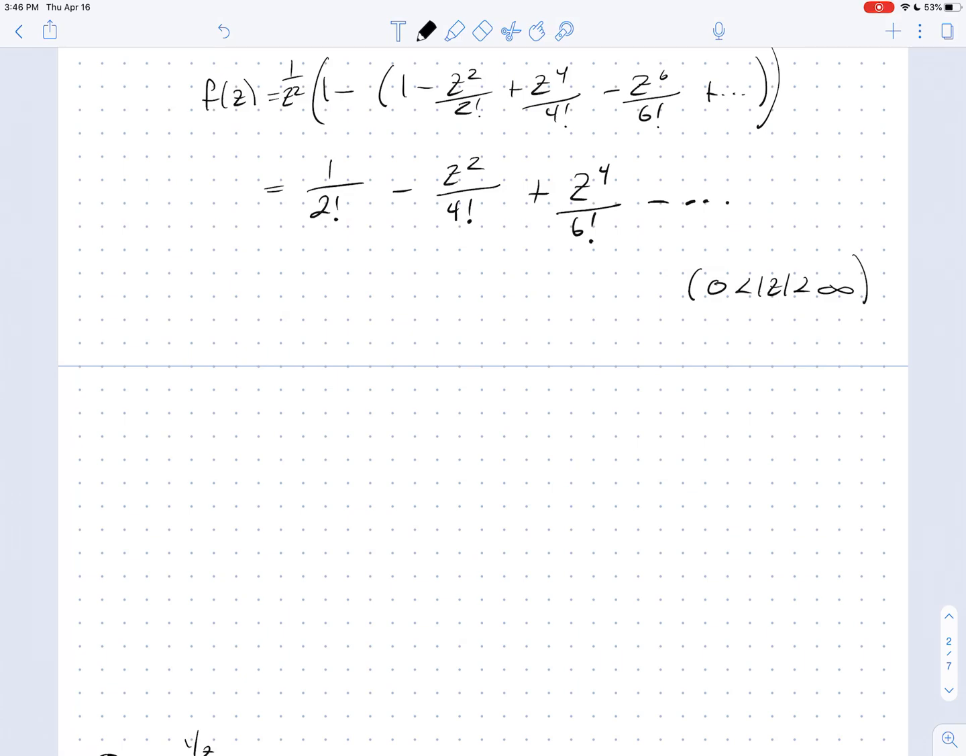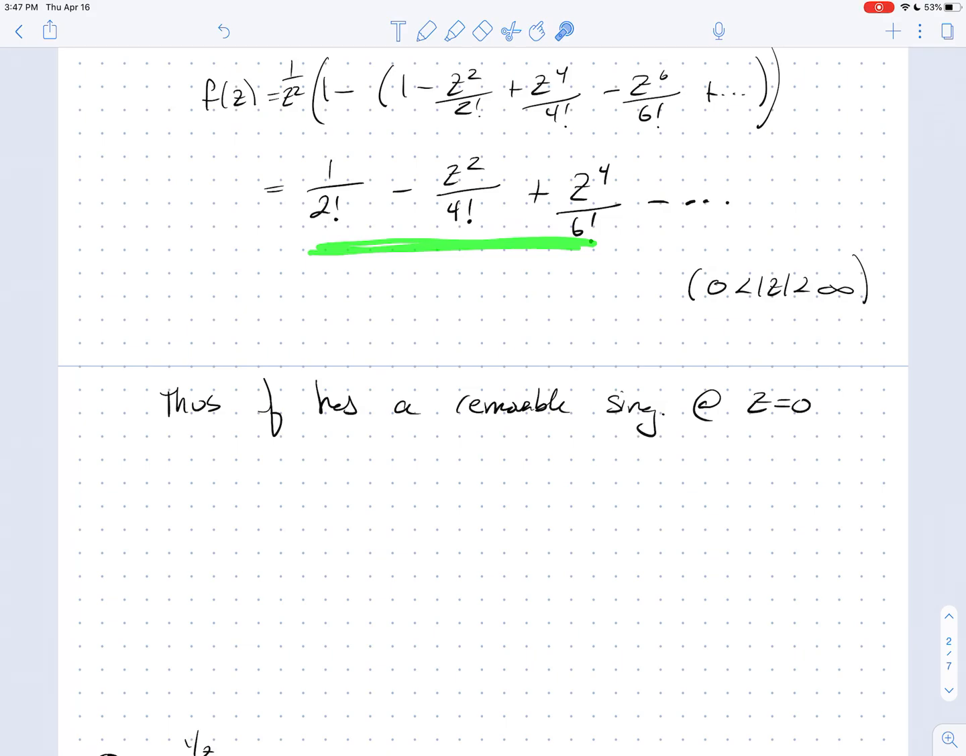So let's just point out that thus f has a removable singularity at z equals 0. Make sure you see why. There's no negative powers of z. So that's the definition of a removable singularity. And in fact, we also can see how we should define f.